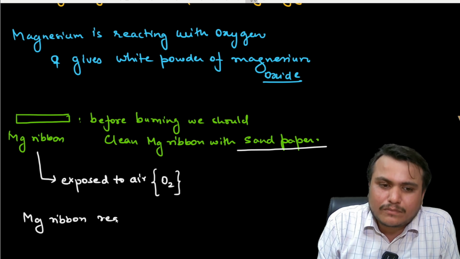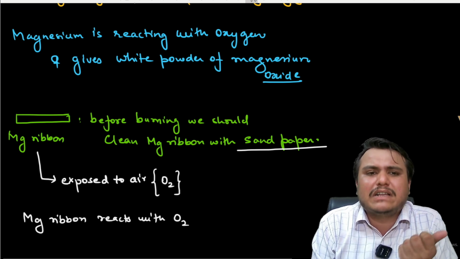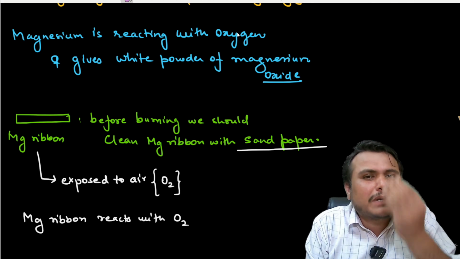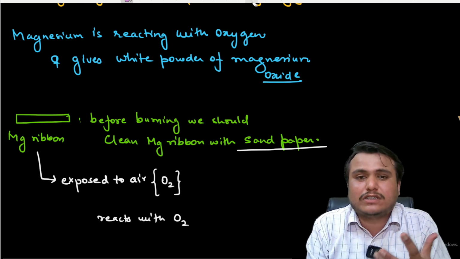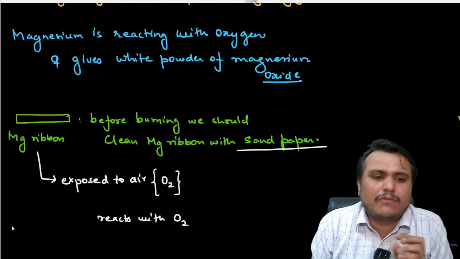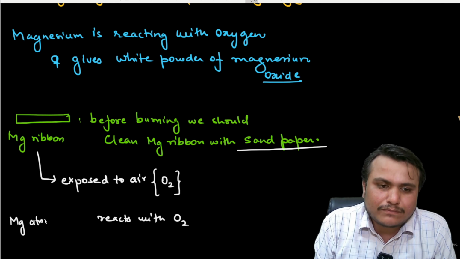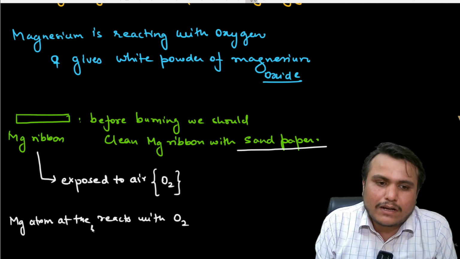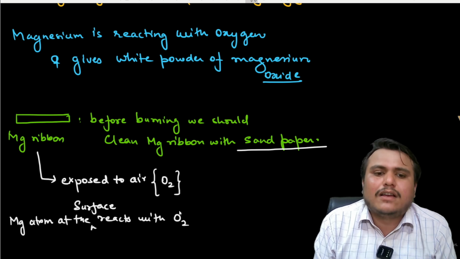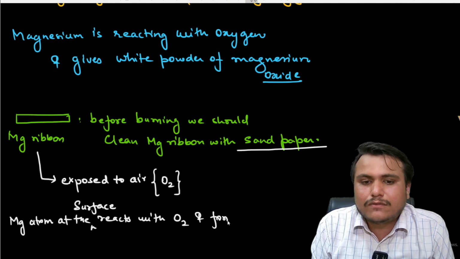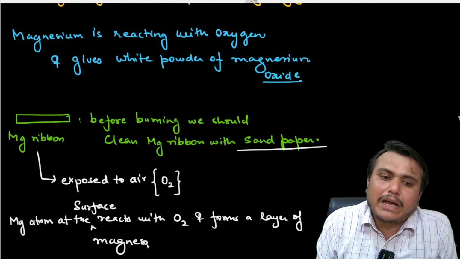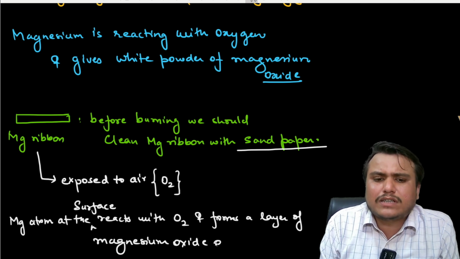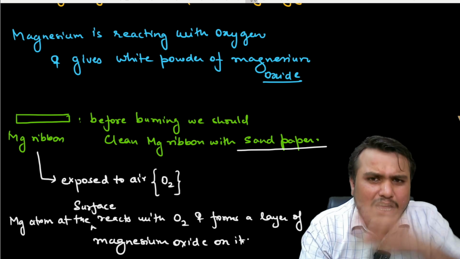This magnesium ribbon reacts with oxygen, or I will just say the magnesium atoms present at the surface of the ribbon. Moreover, we can say that the complete magnesium does not react with oxygen because it needs some effective temperature. The magnesium atoms at the surface react with O2 and form a layer of magnesium oxide on it.